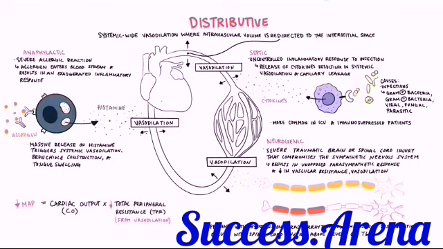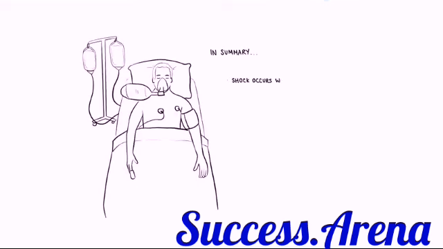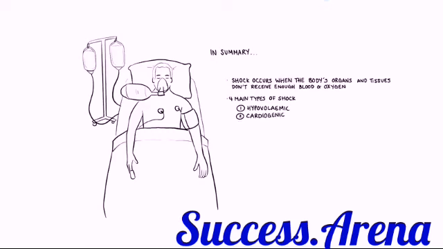In summary, distributive shock causes systemic vasodilation and therefore reduced total peripheral resistance, which means it reduces mean arterial pressure and organ perfusion. So in summary, shock occurs when the body's organs and tissues don't receive enough blood and oxygen. There are four main types of shock: hypovolemic shock, cardiogenic shock, obstructive shock, and distributive shock. Resuscitation is important to maintain an adequate blood pressure.